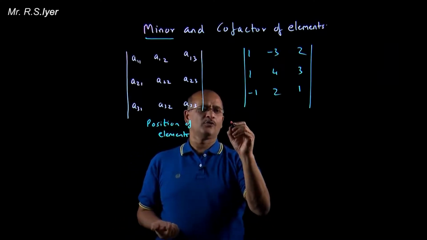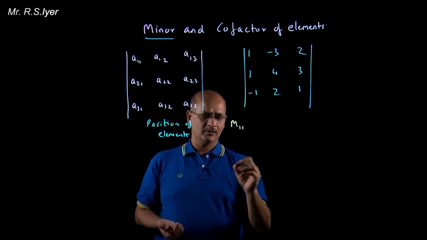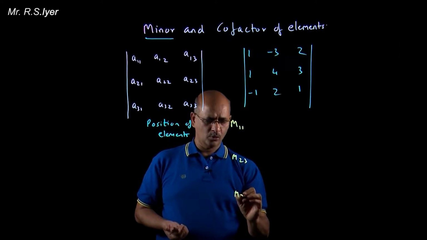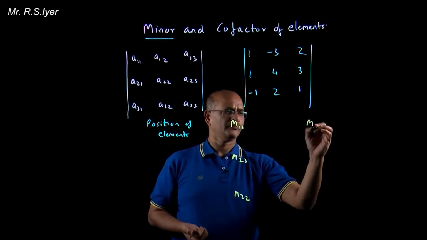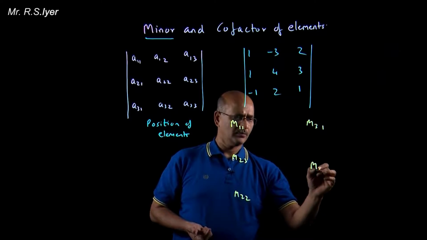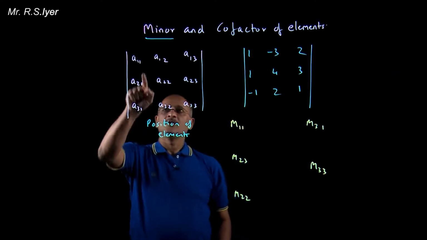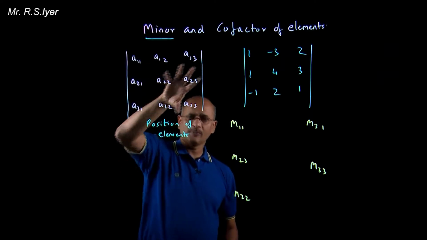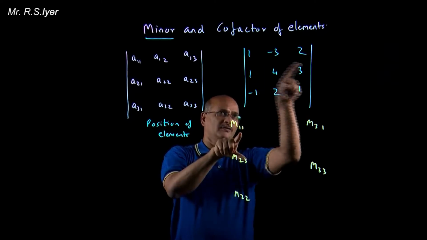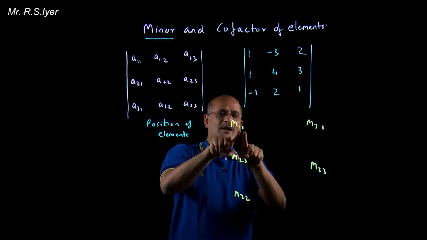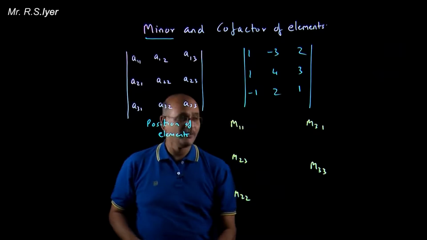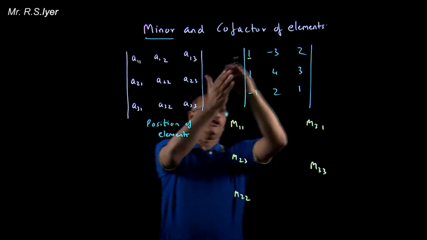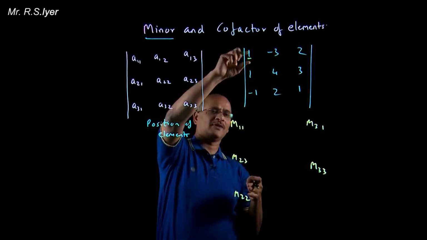Now suppose I want to find the minor of M11, M23, M22, M31, M33. Now remember 11, 12, 13, 21, 22, 23, 31, 32, 33. This is the position of the elements. Try to understand, 1, 1. So first row, first column. So tell me, where is first row, first column? First row, first column is here. So this is 1, 1, M11.